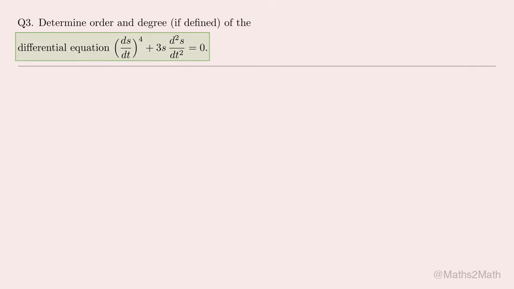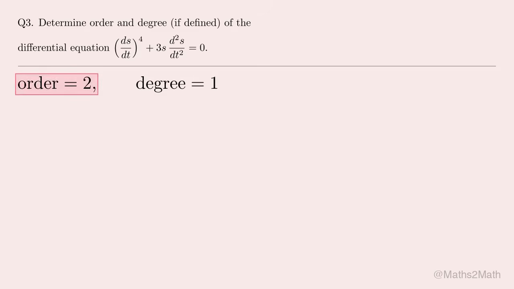Question 3. A fourth power on the first derivative and a clean second derivative. Order is the highest derivative. Degree is its power once the equation is polynomial in derivatives. The second derivative is highest, and its own power is 1.